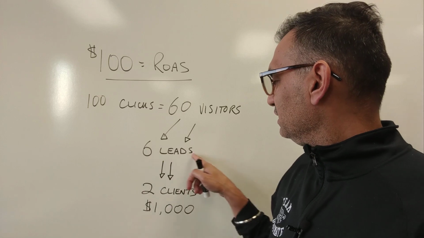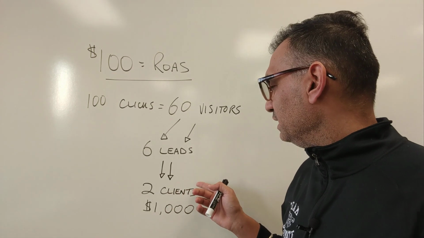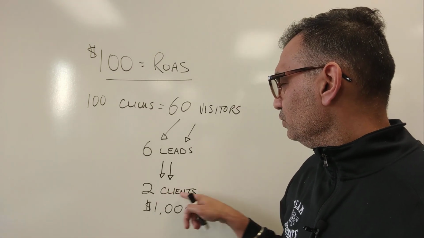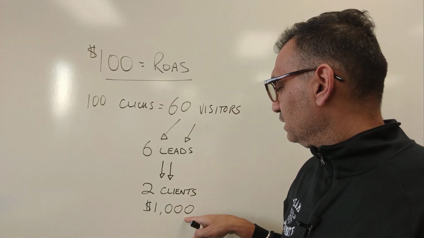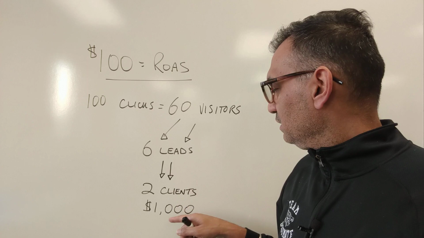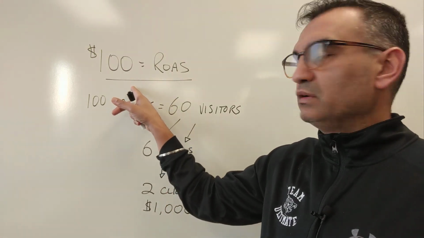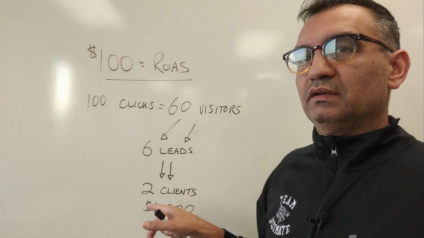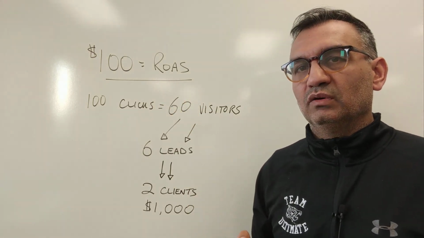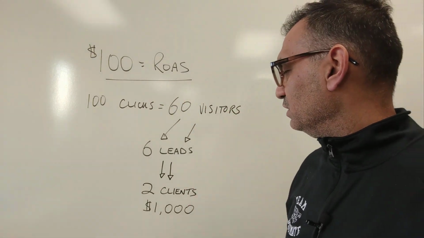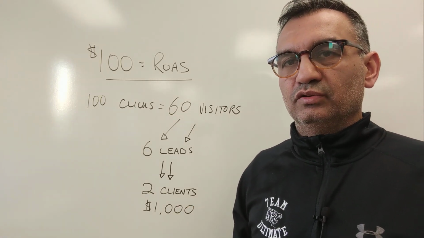And then you look at 6 leads. Let's say 1 out of every 3 leads becomes a client. Then in this case, you've got 2 clients from 6 leads, right? And if 2 clients bring you in $1,000, $500 per client, then you're looking at your return on ad spend for $100. You're spending $100, but you're getting back $1,000. So in this case, you want to continue to spend more, and this gives you a little example of the thinking behind advertising and the way companies do look at it.